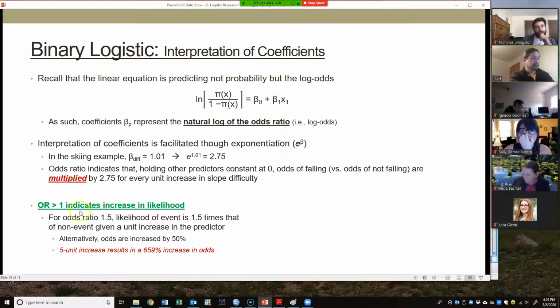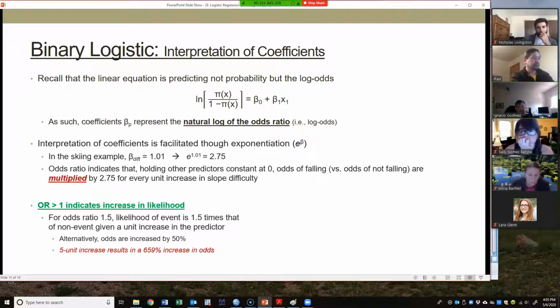So again, with an odds ratio of 1.5, I could say the likelihood of an event is 1.5 times that of a non-event given an increase in the predictor. Or I could say odds are increased by 50%. Ignacio, how did I get an increase of 50% from an odds ratio of 1.5? Just deduct a unit. Yeah. So I've got a 50% increase in the odds of occurrence versus non-occurrence.